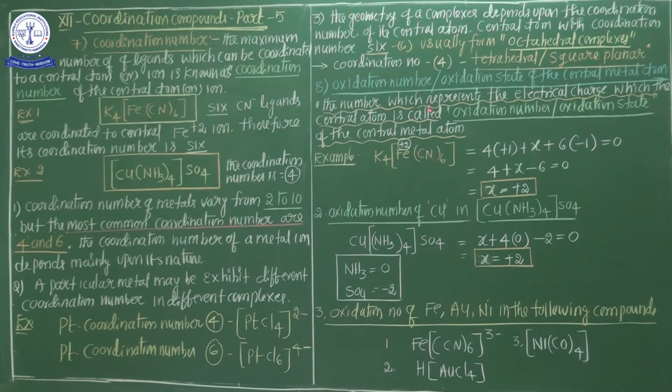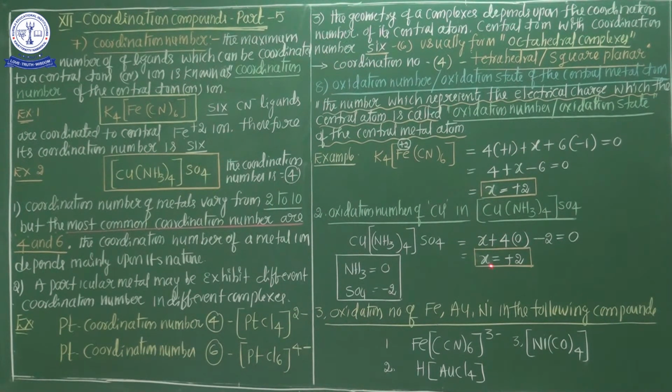So what is the oxidation number and what is the oxidation state of the central metal atom? Now see here, the number which represents the electrical charge of the central atom is called the oxidation number. In a central metal atom, one particular electrical charge number is there. That number is generally called the oxidation number. You know that very well, I already said it clearly.